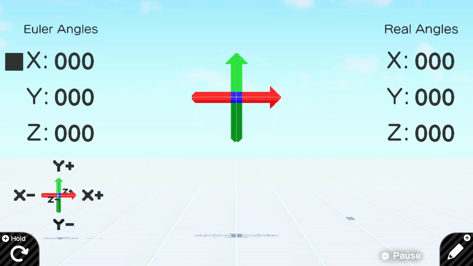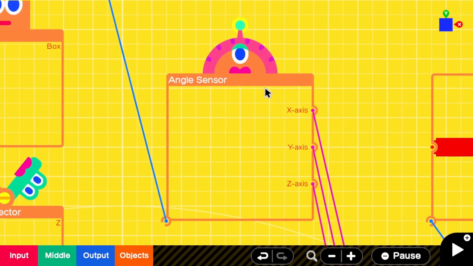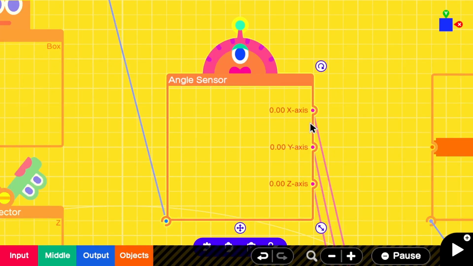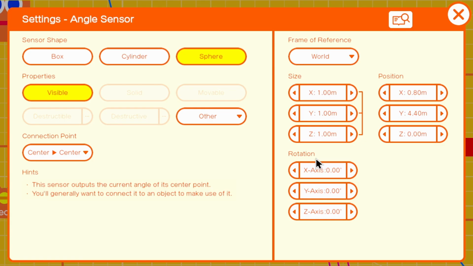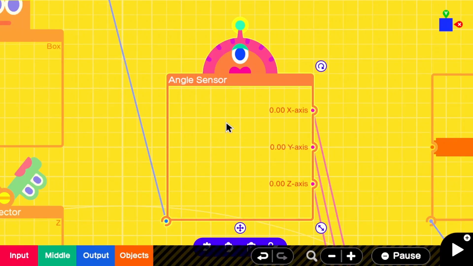Hello there. In this video, I'll be talking about how rotations actually work in Game Boy Garage, how to angle any object to a specific orientation that you want, as well as how the angle sensor actually works, and how these outputs of the angle sensor relate to the rotation settings that we have in all of the objects.